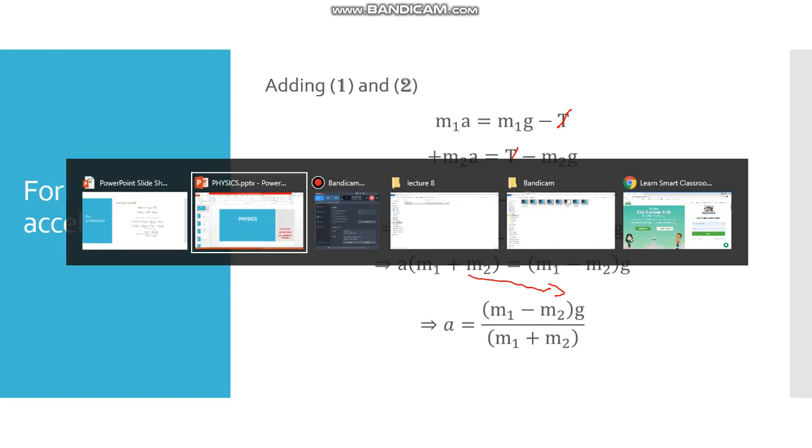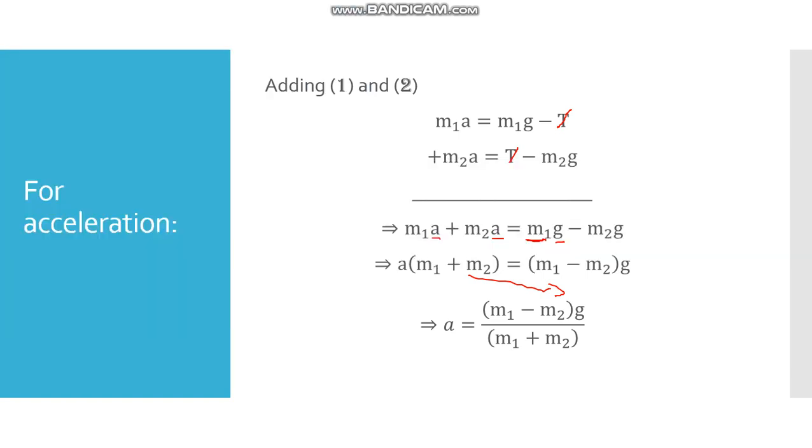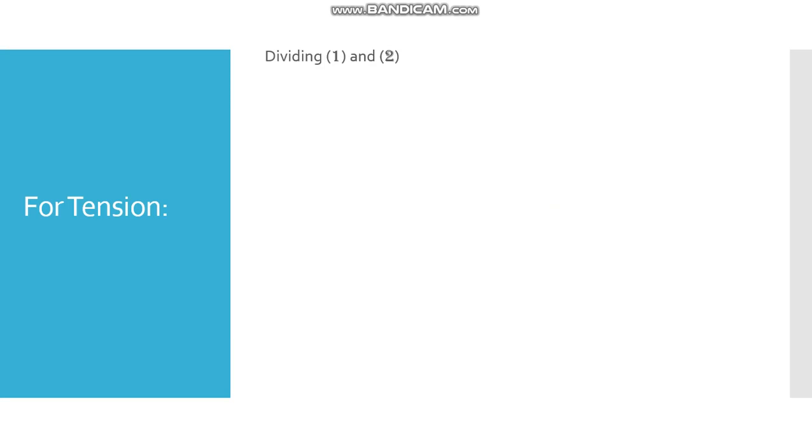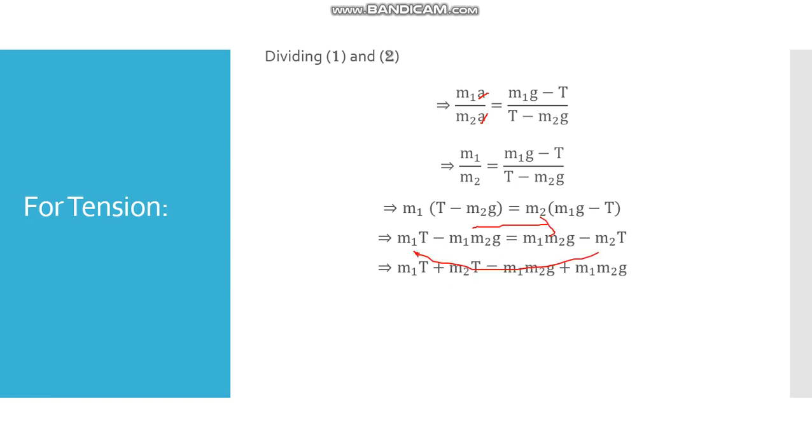Now we will talk about the tension. For the tension, we have to divide equation 1 by equation 2. So the left hand side will be divided by the left hand side, the right hand side by the right hand side. A will be cancelled. Then there will be cross multiplication. We will multiply this with the bracket. Then we will bring this to this hand side and T on one side of the equation. Then we will take T as common.